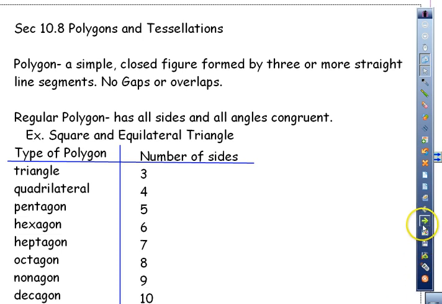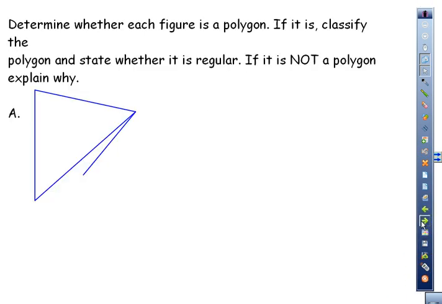Okay, so now let's look at the next question, and it's a very simple question, just simply stating determine whether the figure is a polygon. If it is, then classify the polygon and state whether it is regular. If it is not a polygon, explain why. So go ahead and hit pause and solve this. Alright, the answer to this is no, it is not a polygon.